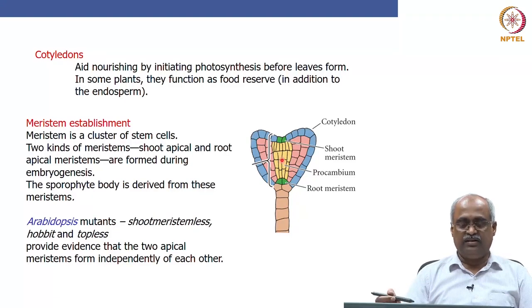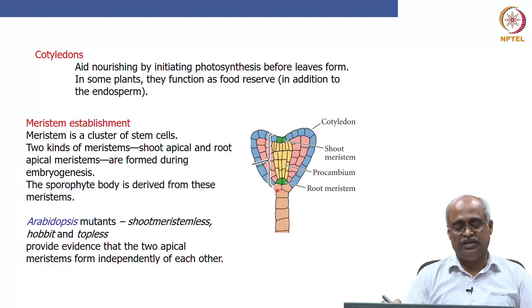And genetic mutants isolated in Arabidopsis provide evidence that these two apical meristems form independent of each other. For example, there are mutants like shoot meristemless gene, mutant alleles of this gene, they do not produce the shoot meristem, but in them the root meristem formation is unaffected. Similarly, in hobbit, the opposite happens: the shoot meristem forms properly, but the root meristem does not form. And in topless mutants, you have the shoot apical meristem like cells instead forming root tissues.